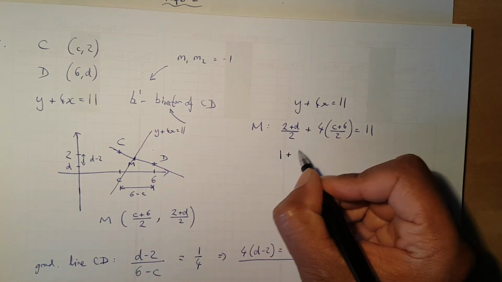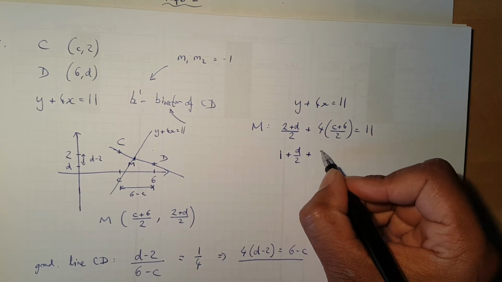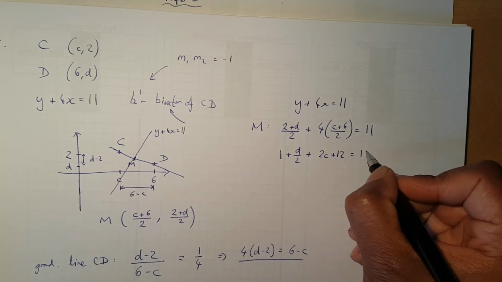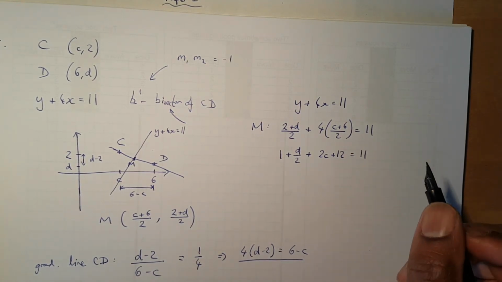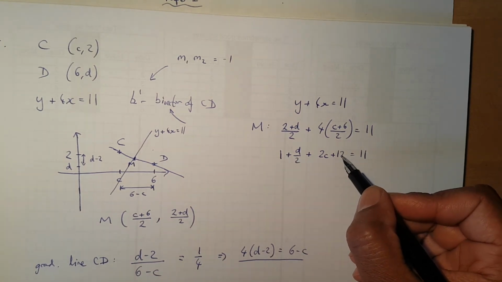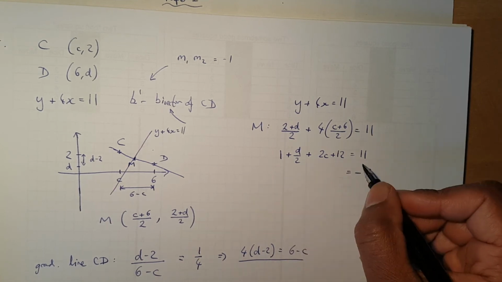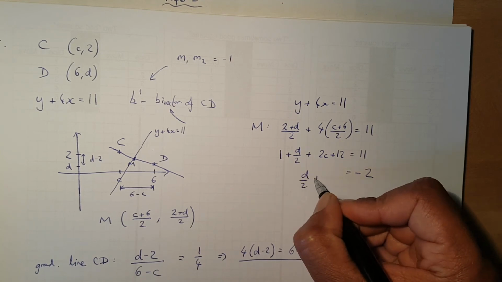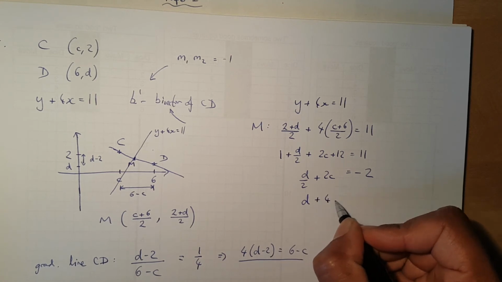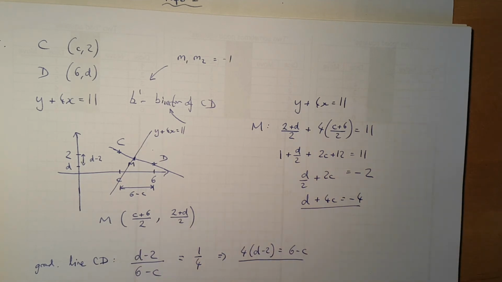Let's clear that up a bit, shall we? 2 over 2 becomes 1, plus d over 2 stays as d over 2, plus, well, the 4 and the 2 cancel to give me 2c plus 12, because that 4 over 2 acts as a coefficient of 2, and that's going to give me 11. Let's multiply by 2 to get rid of the fraction. With 11, I can take away the 12 and take away the 1, so that's going to give me -2. I get d over 2 plus 2c is -2. Multiply by 2 to get rid of the fraction: d plus 4c equals -4. So I've now got another equation in terms of d and c.